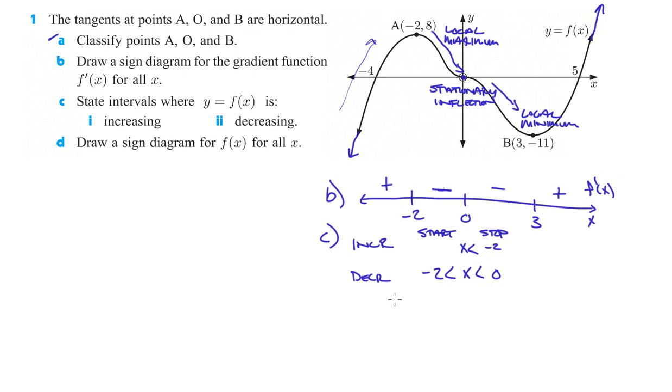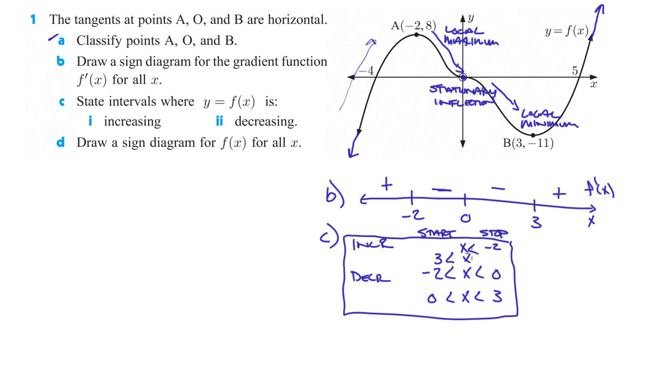And then the next one's also decreasing. So that begins at 0, and then it ends at 3. And then the last one is back to increasing. Where does that start increasing? It starts increasing at 3. Where does it stop increasing? It doesn't. It goes on forever and ever. So that's simply when x is greater than 3.